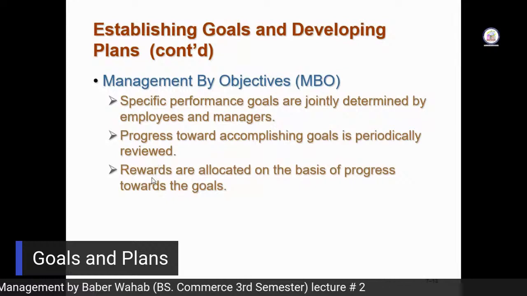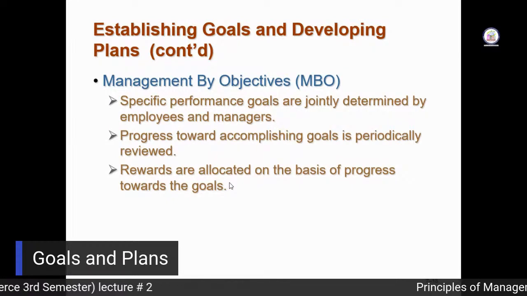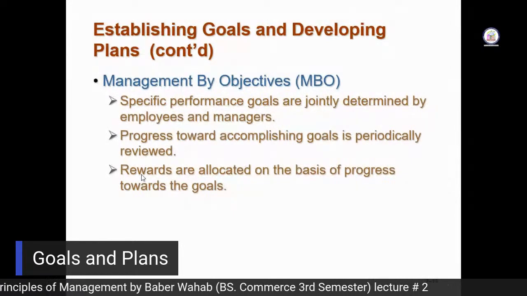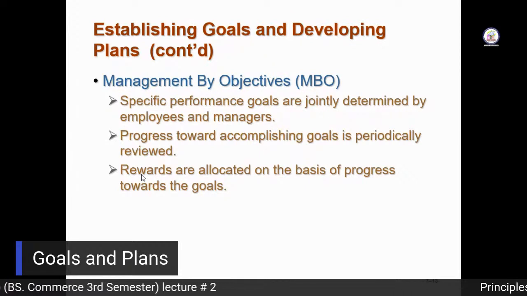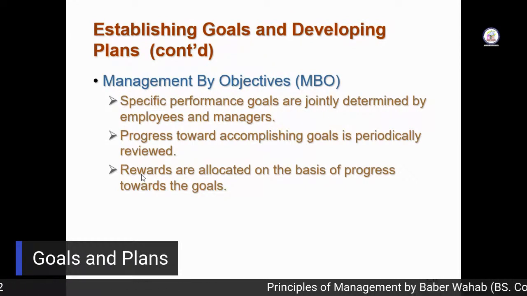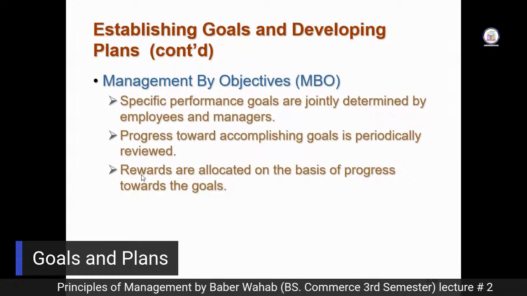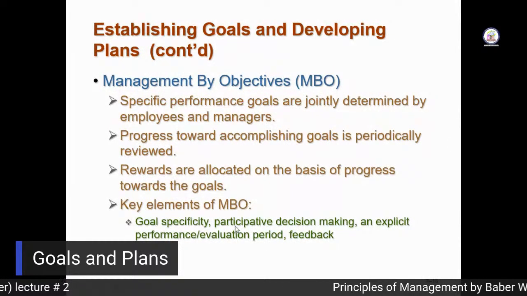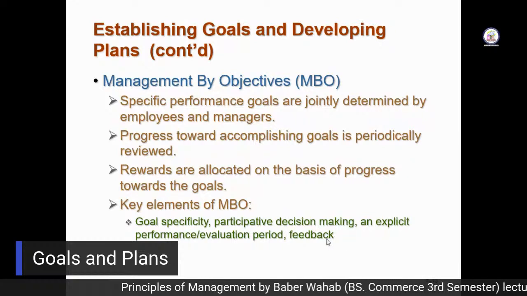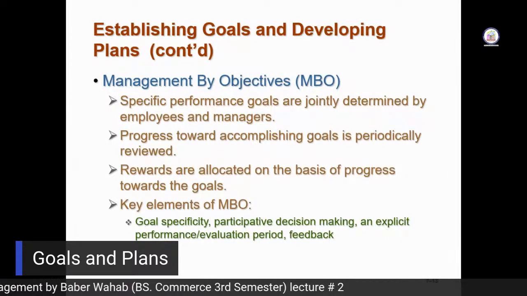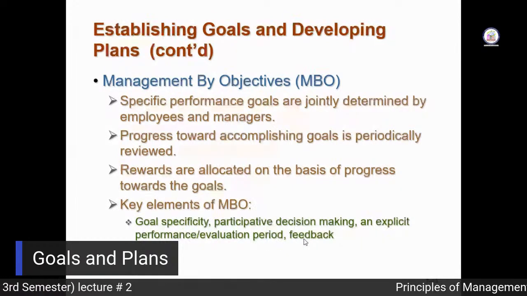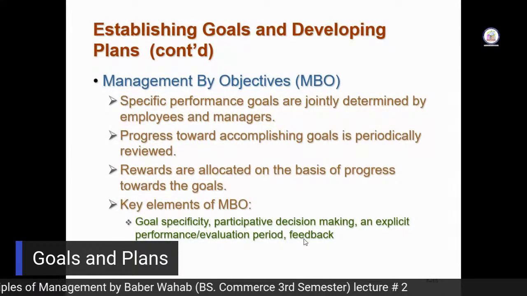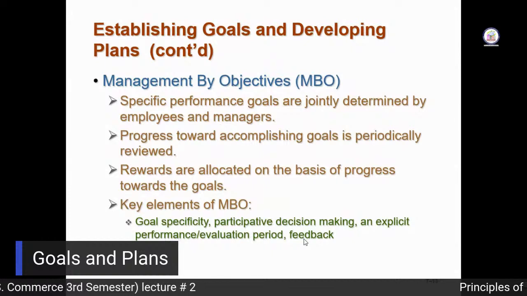And here, you might say this is very obvious, but Drucker made this explicit: depending on how well you're doing, you will be given rewards. And obviously, what's not stated here, if you don't achieve these goals, then these rewards will be withheld from you. In fact, there might be punishment as well. Key elements: goals are very specific, decision making is participatory, explicit, meaning clear cut, a defined performance evaluation period is mentioned, and there is feedback from the employees and from the boss, depending on how the work is progressing.